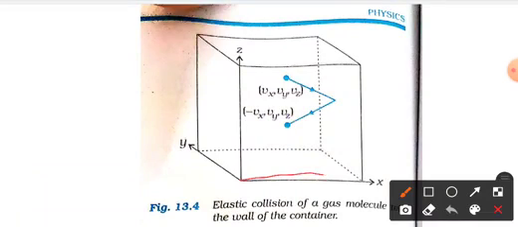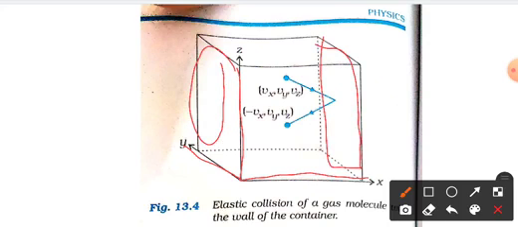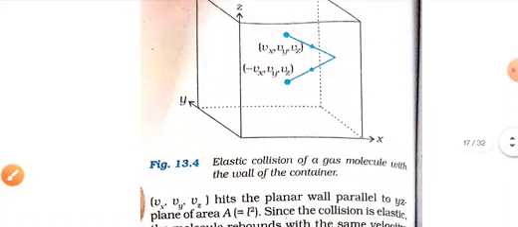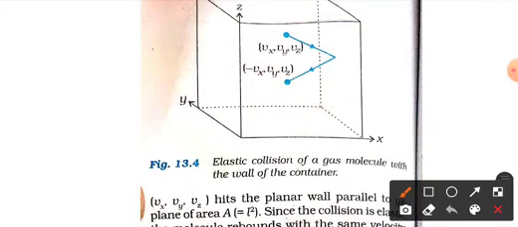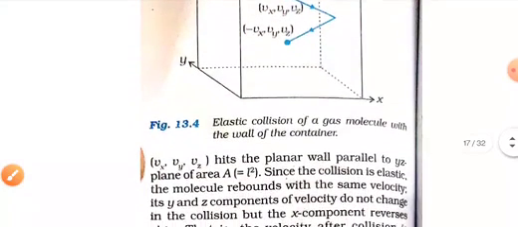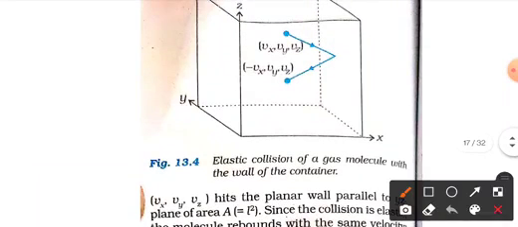This is the x axis, this is the y axis, and this is the z axis. Okay, so this is the YZ plane. We have taken a plane parallel to the YZ plane. This plane we are taking. Okay, and the velocities in the x direction, y direction, and z direction are Vx, Vy, and Vz, and the plane area will be A, that is equal to L square.